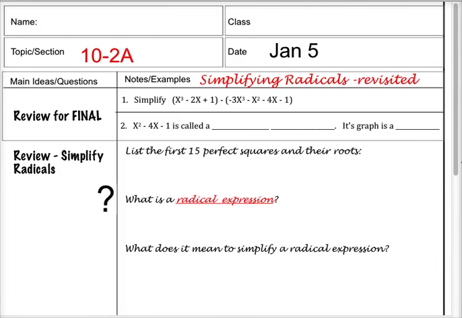So we are going to jump back into chapter 10. And today our focus is on section 2A. Now, before we jump into this, because this is our final chapter, at the beginning of every note, I'm going to do a little bit of review for finals to kind of help you get thinking in that mindset because they are coming up fast.